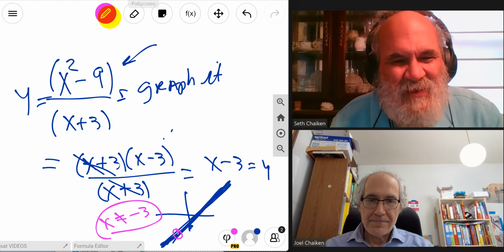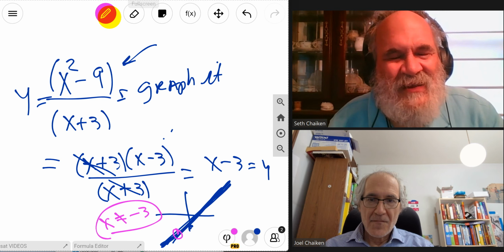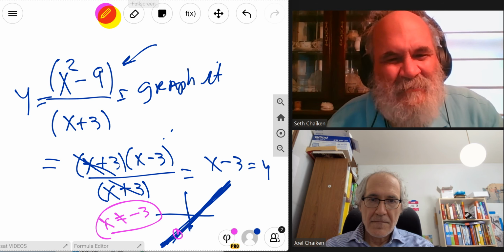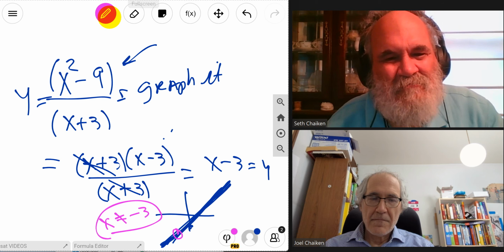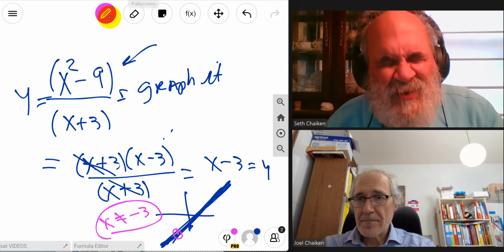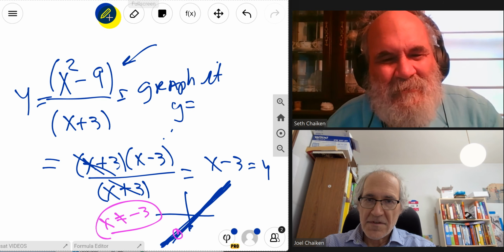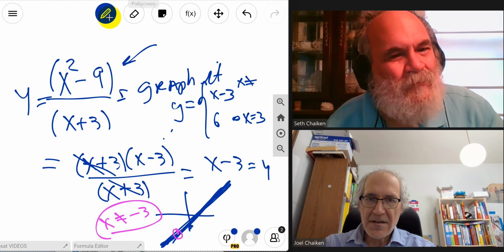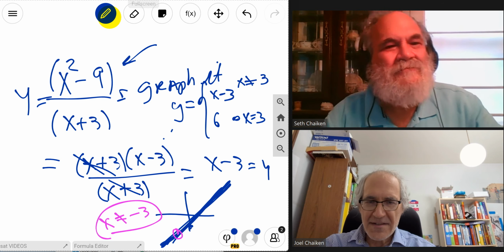you could remove the condition that x is not equal to minus 3, and use y equals x minus 3 as a function that has the same values on all of the x's except for minus 3, and is continuous at minus 3.